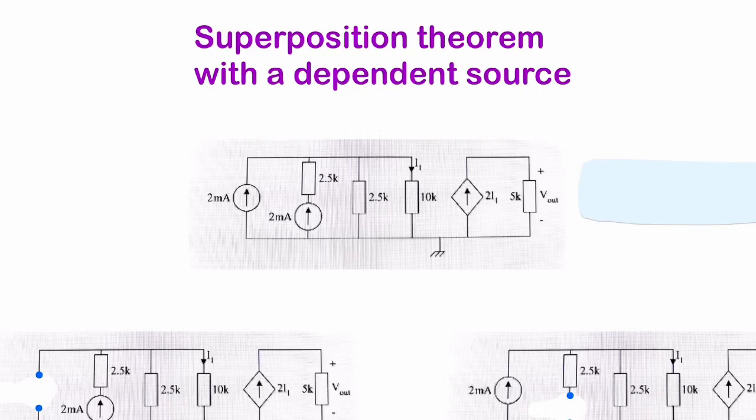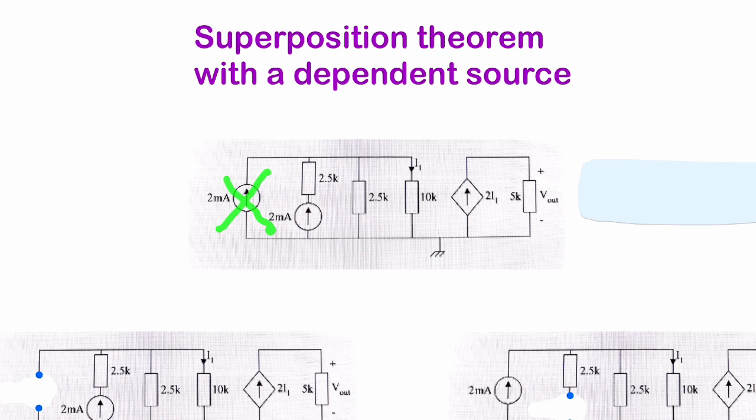Here we want to use superposition to find the potential V out across this 5 kilo ohm resistance. So we don't need to use superposition, but if we wanted to, we would need to remove each of these independent sources individually and then calculate the value of V out and then use the algebraic sum, i.e. add those potentials together. Now we don't remove the dependent source, we only remove the independent sources. So we remove them one by one.